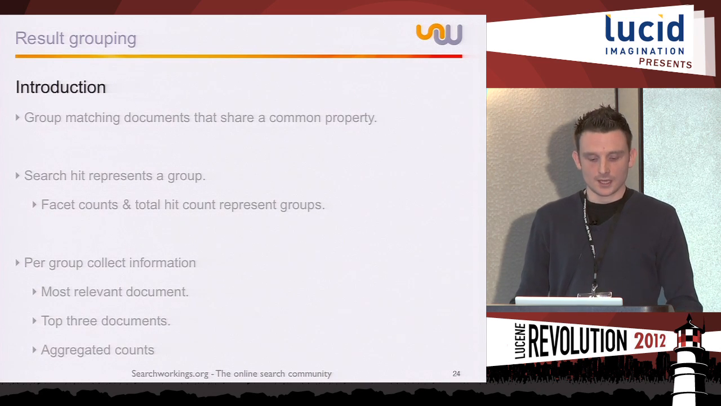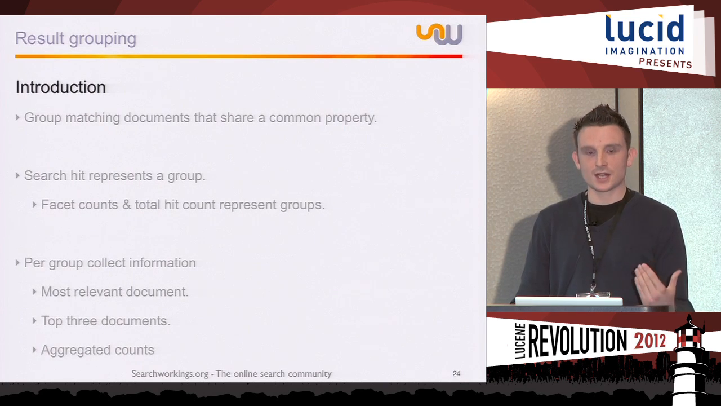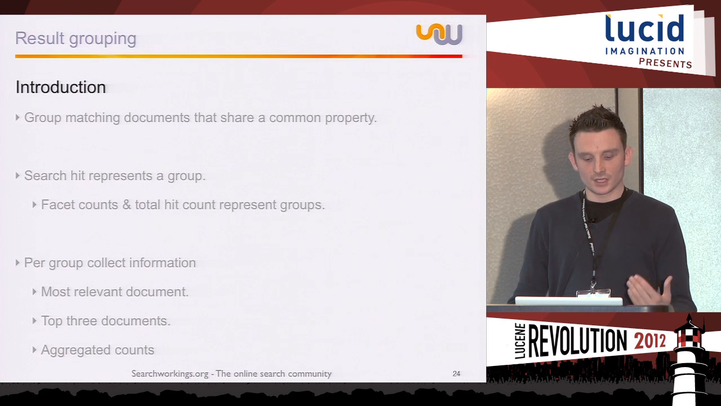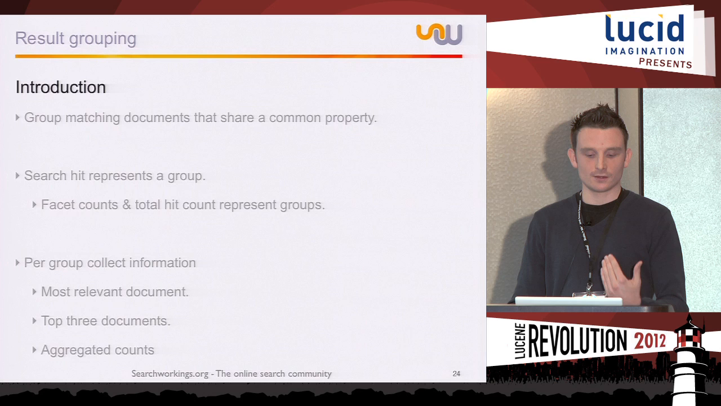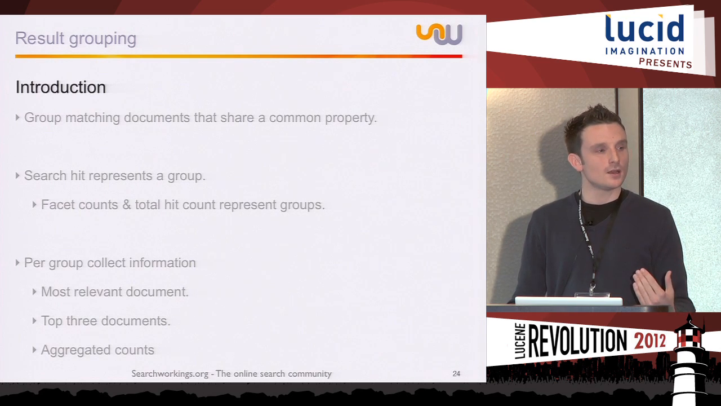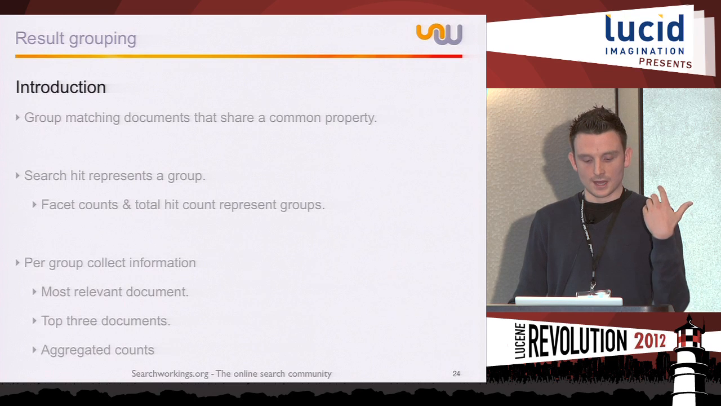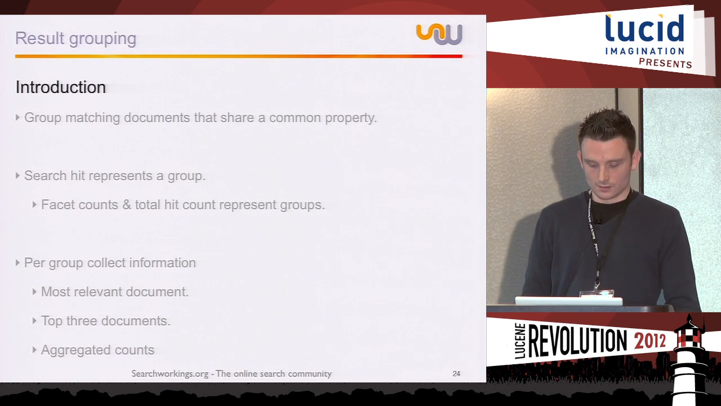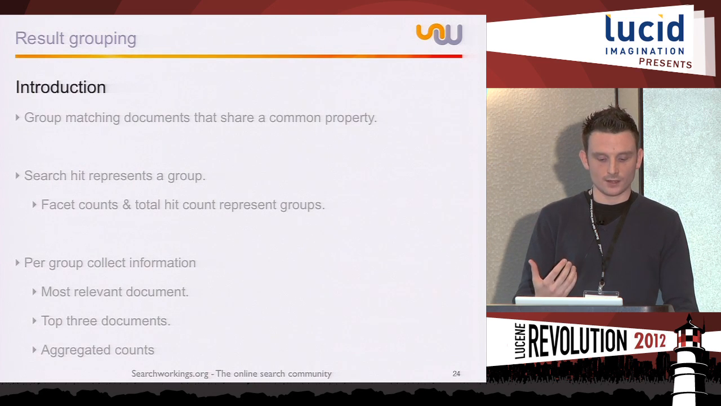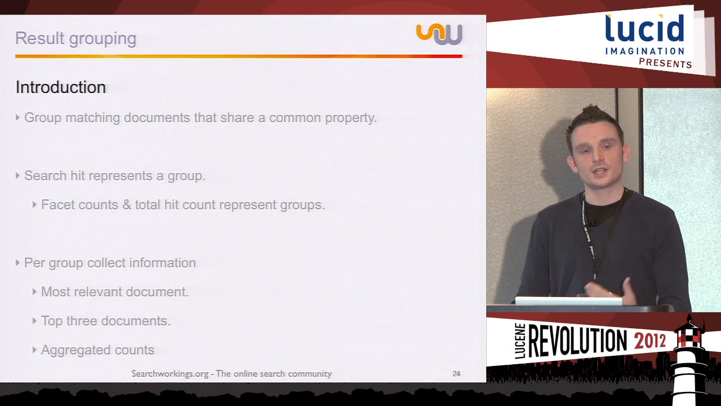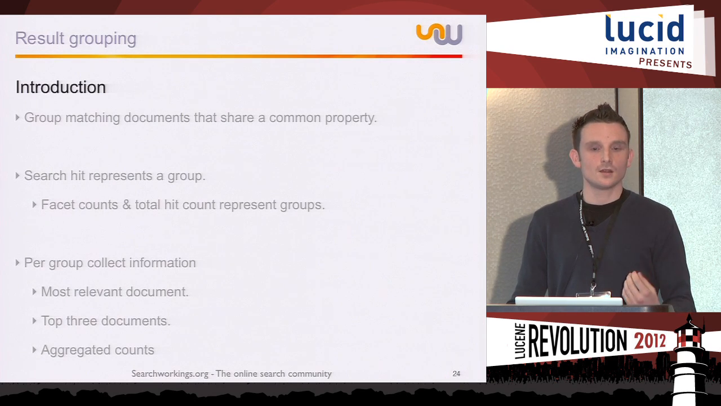So what does result grouping do? It basically groups documents based on a shared property in your search result. A search hit can represent a group, not a document anymore. Also, optionally, you can decide that the facet counts and the total counts also represent groups. Also, per group, you can collect information, for example the most relevant document or some aggregated count. Nowadays, in Solr, the aggregated counts are not yet supported, but in Lucene, there is a collector that you can use to compute a distinct count of a specific field.